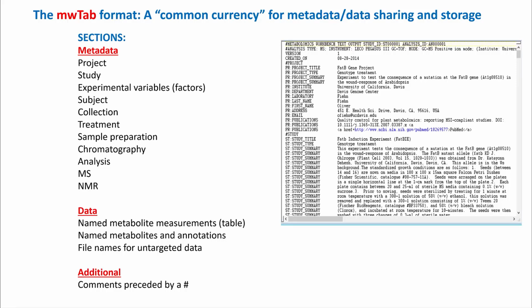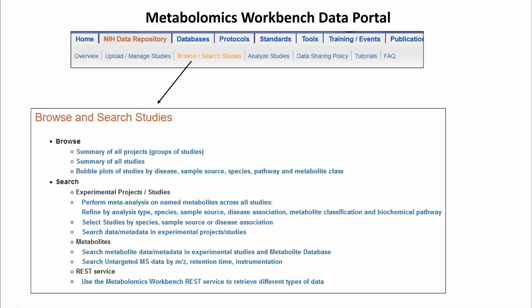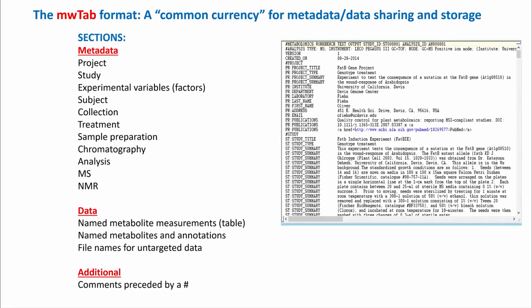And a file view of that arrangement is provided on the right-hand side. In the metadata section, we have information such as the project, study, experimental variables, referred to as factors or different parameters that define a specific condition to which that sample corresponds, and other related information. In the data, we have the actual data values and tables.